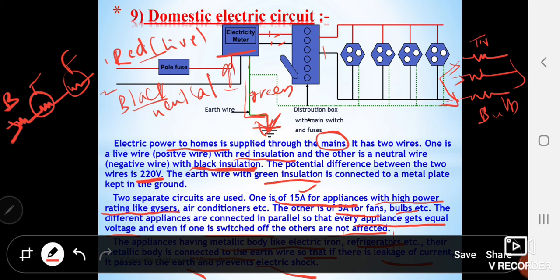So this is about the domestic electric circuit. And try to observe the video and understand the concept once again.